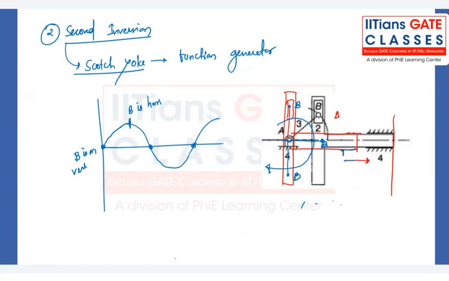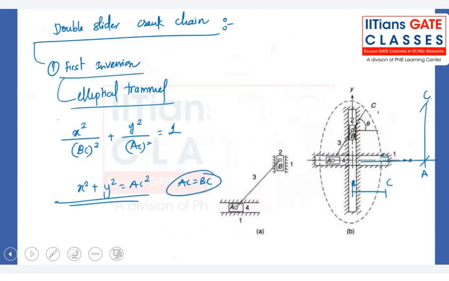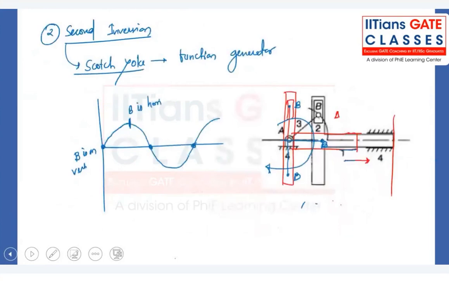This is the second inversion of the 4-bar chain where we are fixing link number 4. Before that we fixed link number 1. Here we are fixing link number 4. So basically link number 4, one of the sliders, we are fixing. But to link number 1 we made it like a slider, and in that we made a slot to make this kind of second inversion out of it.